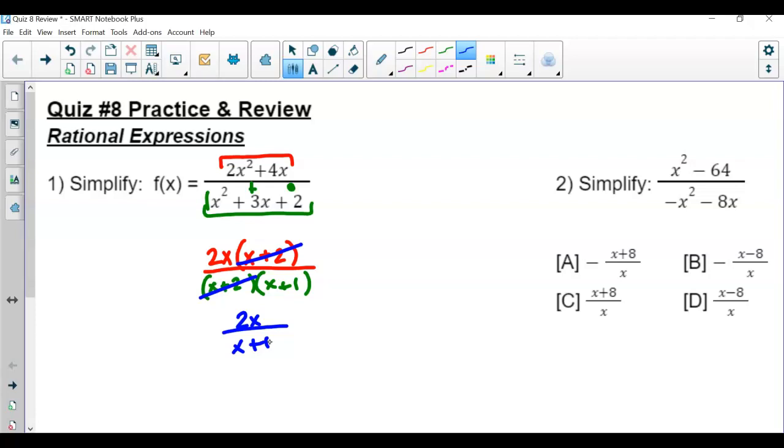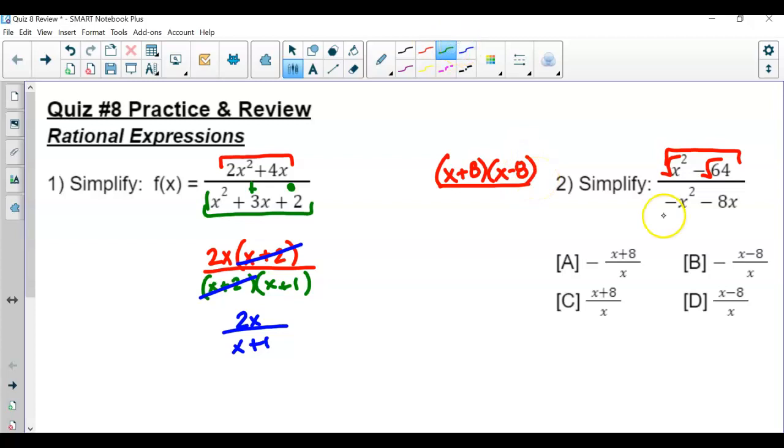Now in number 2, again, we are simplifying. So here I'm going to focus on the numerator. I can factor that because this is a difference of 2 perfect squares, because I can take the square root of both. For example, in my numerator, the square root of x squared is just x, and the square root of 64 is 8. So this is x plus 8 times x minus 8.